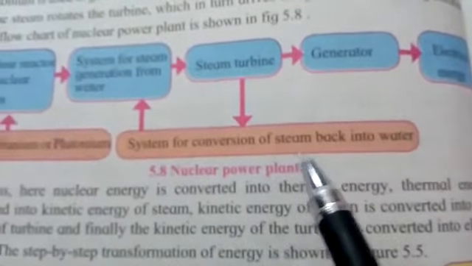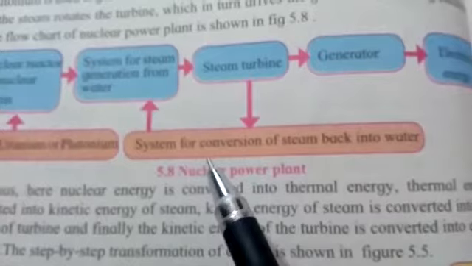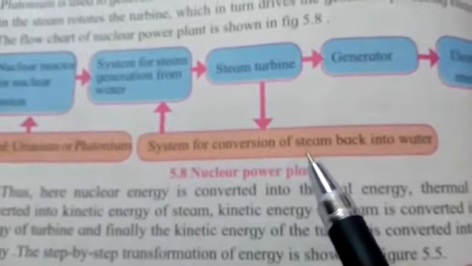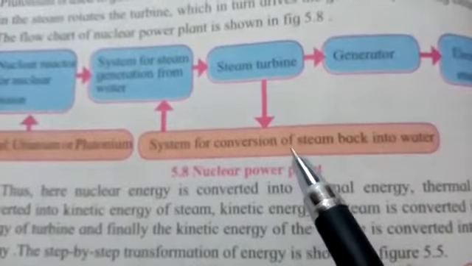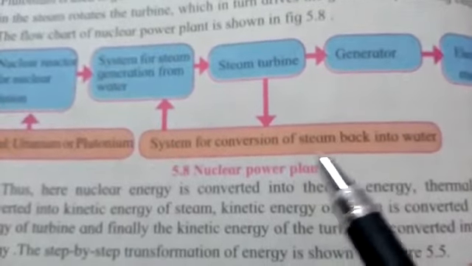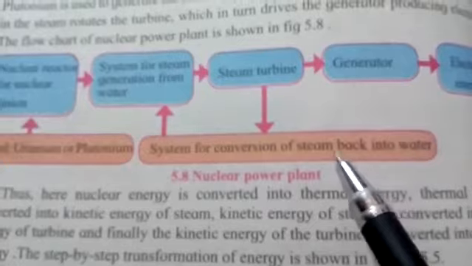That means the condenser is going to be there, as in the case of the thermal power plant, as I've taught you. The same thing will happen: with the help of the condenser, the steam will be cooled back into water, and then that water will be recirculated. So all such things are going to happen over here.